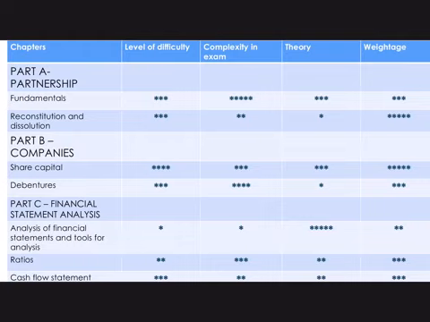Okay, so let's come on to the first topic, that is fundamentals. In difficulty, I have given it 3 stars. In complexity in exam, I have given it 5 stars. In theory, again 3 stars. And in weightage, 3 stars.